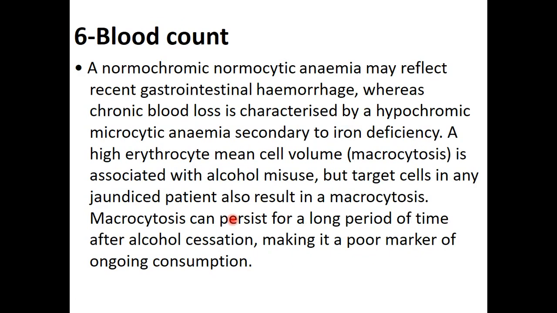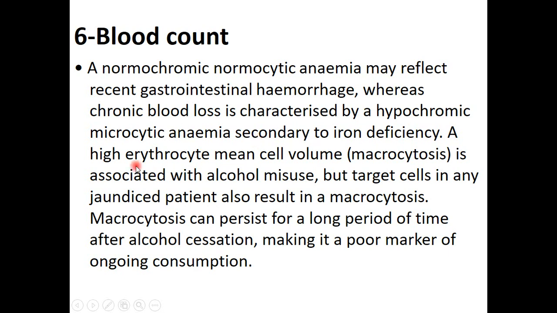Next is the CBC. Any patient with liver disease, we do a CBC, a complete blood picture. We may see normochromic normocytic anemia. One of the important causes of upper GI bleeding is esophageal varices, which occur in liver disease. So if we have bleeding due to esophageal varices or peptic ulcer disease, the patient may have normochromic normocytic anemia, and may have hypochromic microcytic anemia if there is iron deficiency anemia. With acute blood loss the patient has normochromic normocytic anemia, and with chronic blood loss, hypochromic microcytic anemia secondary to iron deficiency.